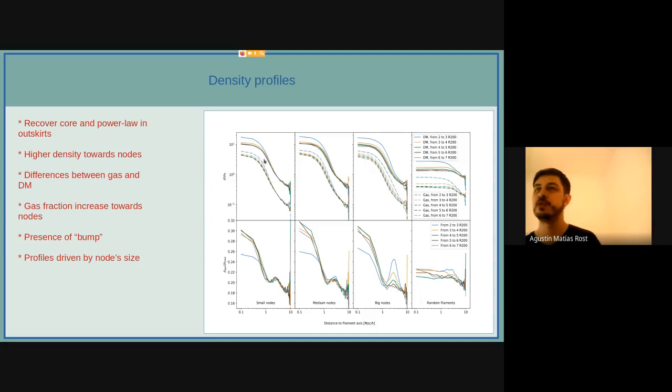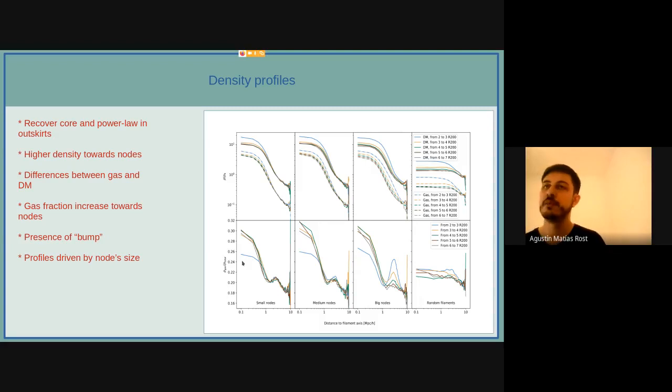So this is in agreement with other works, and also a power law decay at the outskirts of the filaments. We also see that this is the gas and this is the dark matter. We see that near the node, the density is much higher compared to very far from the node. And we can see that the width of the filament also changes between the different populations.